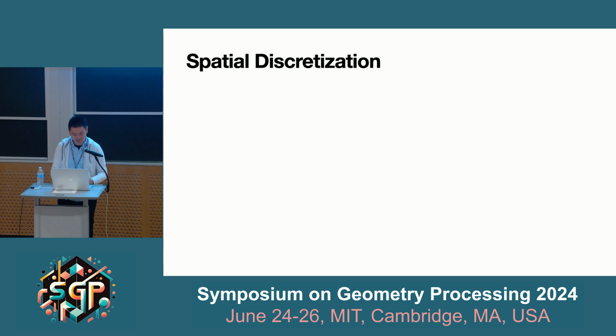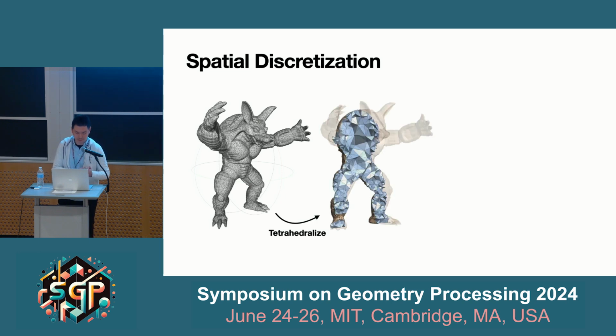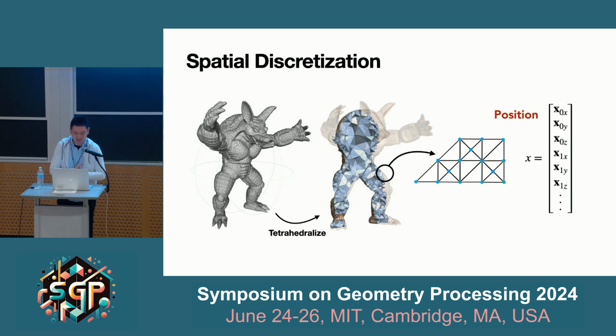Here, given a surface mesh of the armadillo we just saw, we can first tetrahedralize it to use tetrahedrons to represent its interior volume. Then for each node, or vertex, of this tetrahedral mesh, we stack all its position vectors together as a long vector for convenience of the derivation and discussions later. Here we use bold letters for the 3D vectors or matrices associated with a point in space, and we use regular letters to represent this long stacked vector.